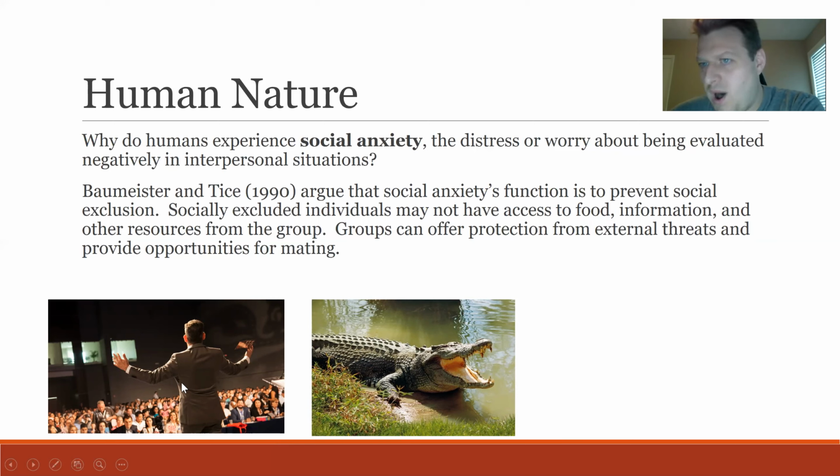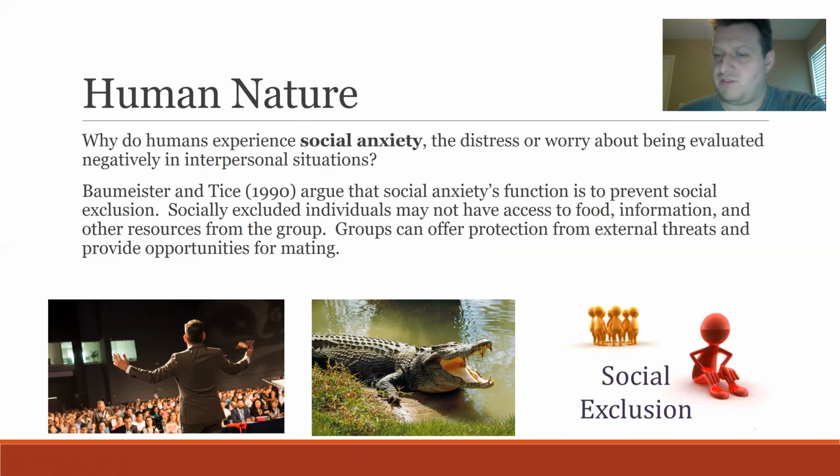But why is it the case that social anxiety exists? Why would it have evolved in human beings? Well, Roy Baumeister and Tice have come up with an explanation for this. Their explanation is that social anxiety has developed to prevent us from being socially excluded. Human beings are a very social species. How do we survive? We communicate with one another to find out where food sources are, find out where predators might be, gain some information about how to create tools, get potential mates. All of these things require social interaction.